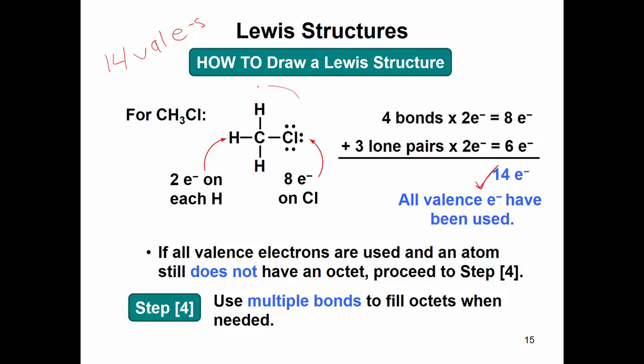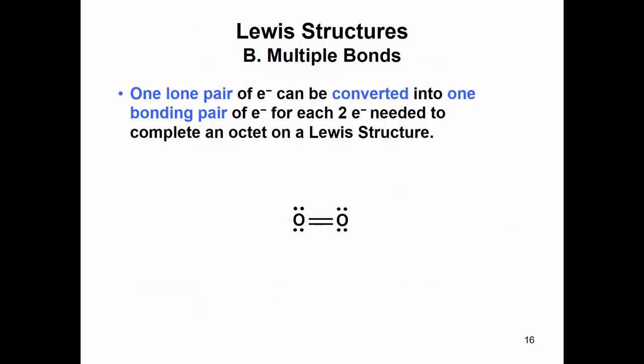All right, this one is satisfied the way it is. We have single bonds around it, so there's no need to do anything else. But if you hit this point and you cannot make your structure satisfied with octets, then you're probably going to need to draw in double bonds or triple bonds, and these are called multiple bonds.